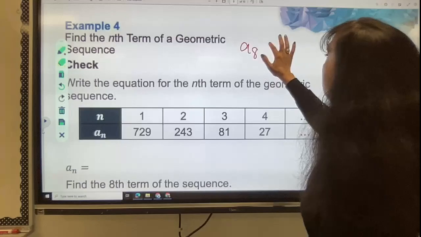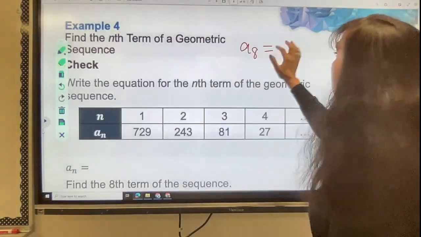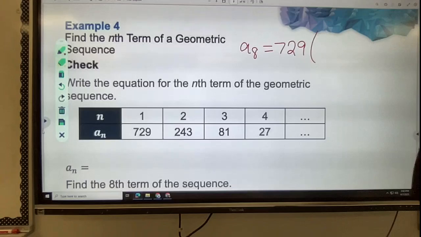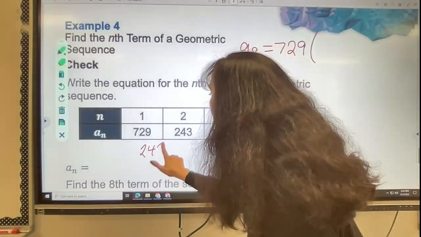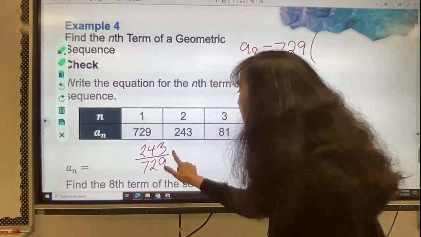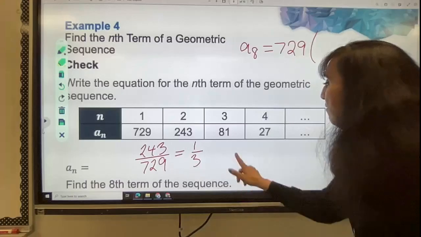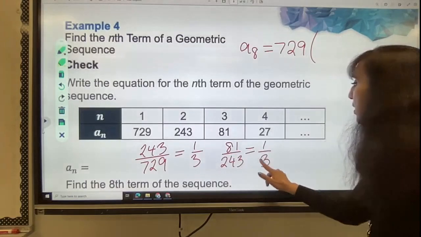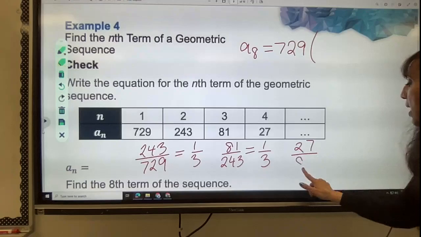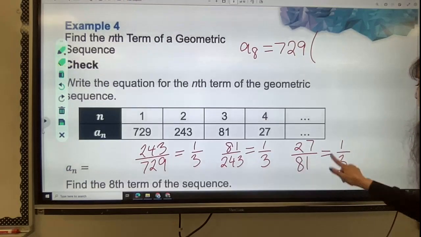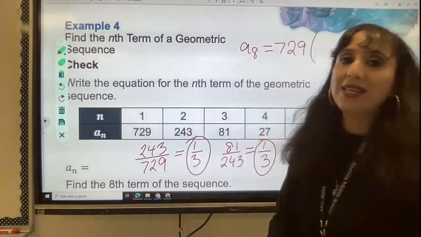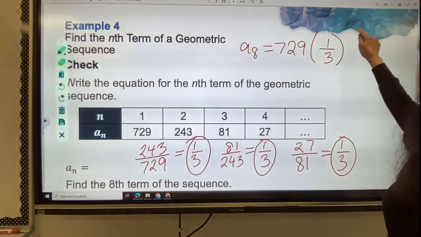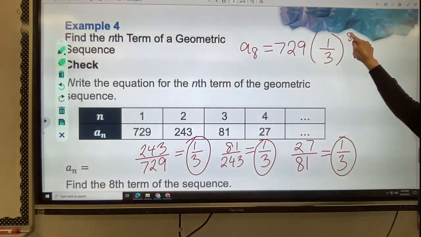For my 8th term, my first term is 729. Let's first find the common ratio. When I divide 243 by 729, I get 1/3. If I divide 81 by 243, I get 1/3. If I divide 27 by 81, I get 1/3. So this 1/3 is my common ratio that I am going to put in here. And then I have n, which is 8 minus 1.